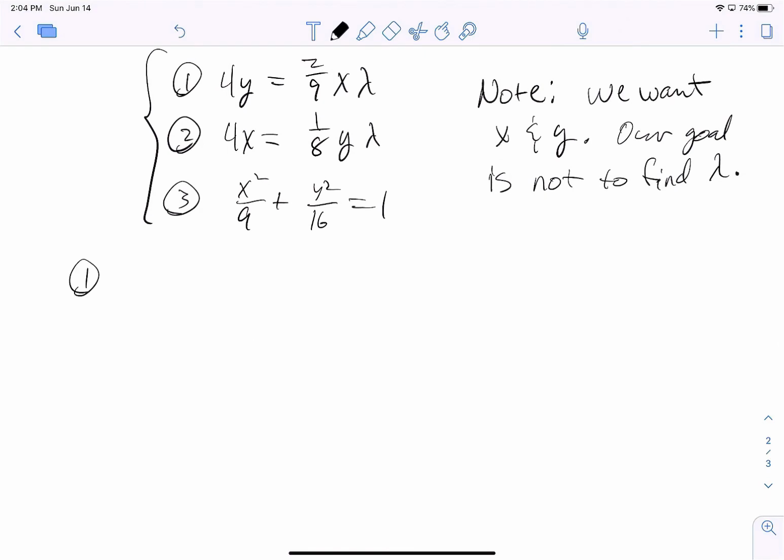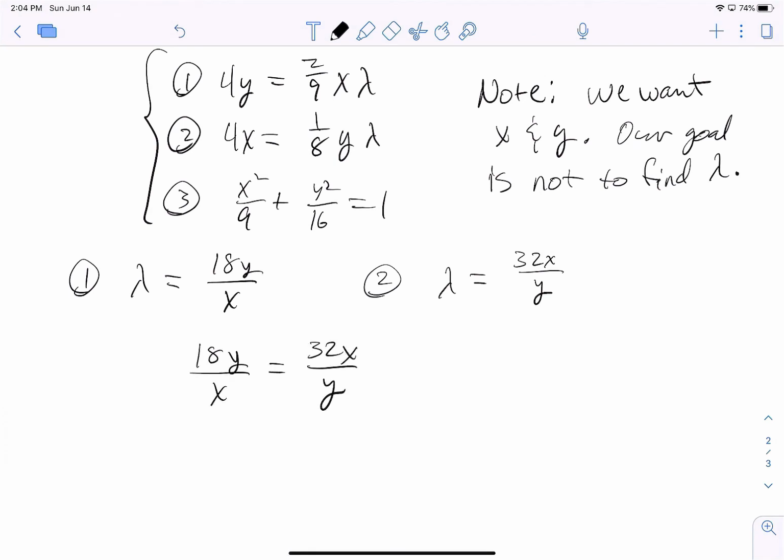If I take equation 1 and solve it for lambda, I will end up with lambda is equal to 18y over x. Likewise, with equation 2, solving for lambda will give us lambda is equal to 32x over y. Having solved for lambda, we have two expressions that are both equal to lambda, so they must be equal to each other. So 18y over x is equal to 32x over y. And that equation, after cross-multiplying, simplifies to 9y squared is equal to 16x squared.